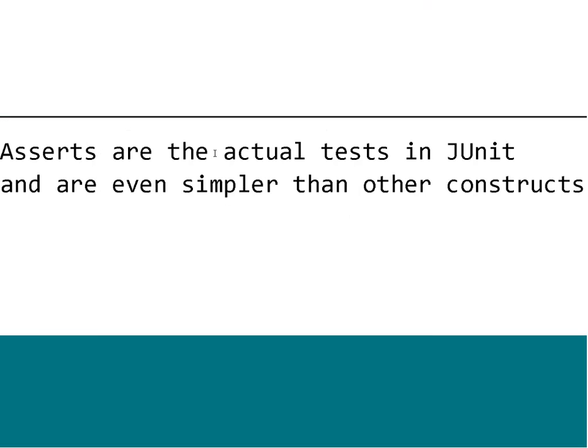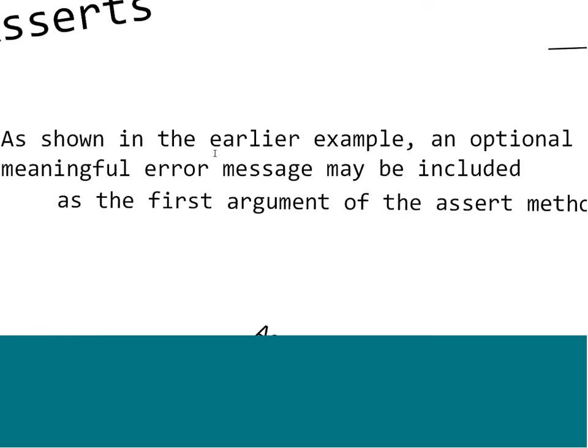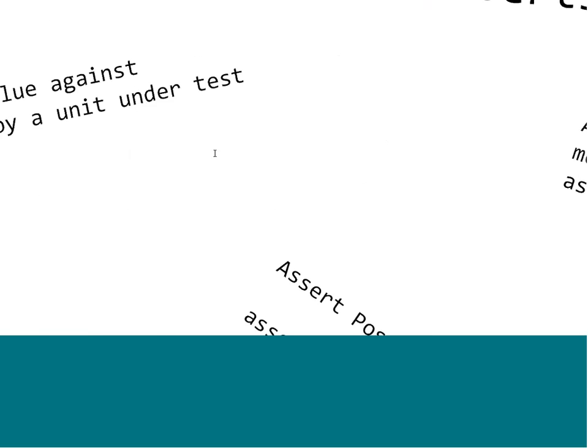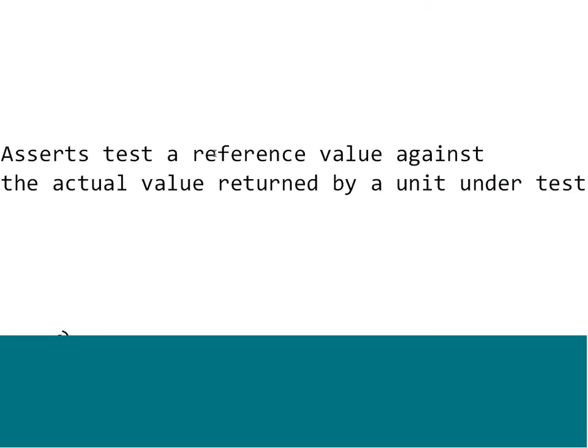Okay, and obviously, intentionally and in keeping with the JUnit philosophy, they are actually even simpler than most of the other constructs that we use. We know that assert can include an optional error message as the first argument of the assert method. And assert will test a reference value against the actual value returned by the unit under test.